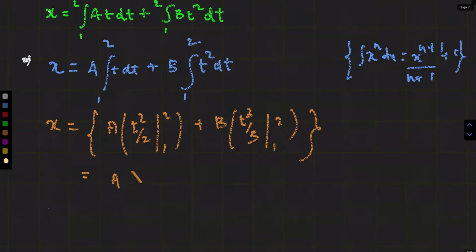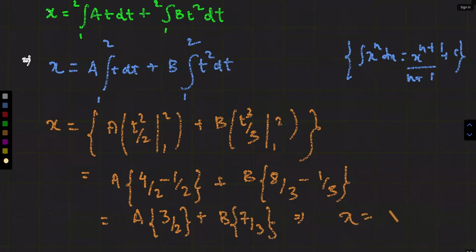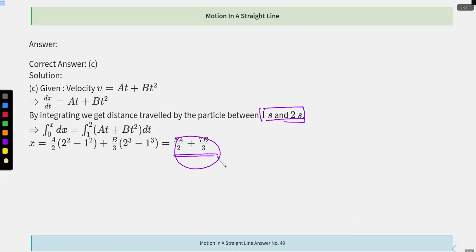So a into 2 square, that is 4 by 2, minus 1 by 2, plus b into 2 cube is 8 by 3 minus 1 by 3. I hope everybody knows this. So a into 3 by 2 plus b into 7 by 3. So this comes out to be 3a by 2 plus 7b by 3. Yeah, this is our final answer.